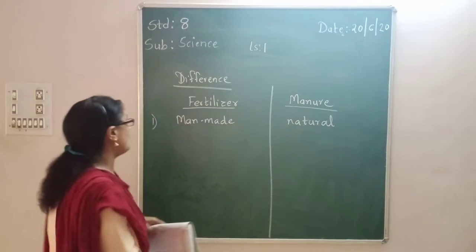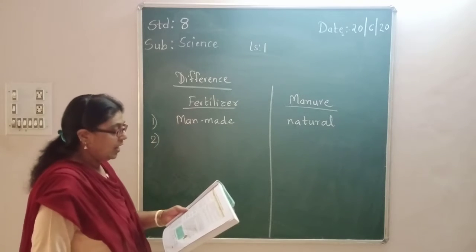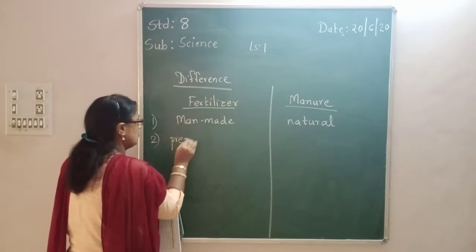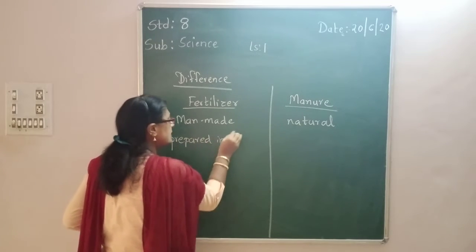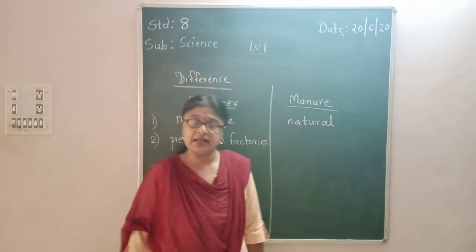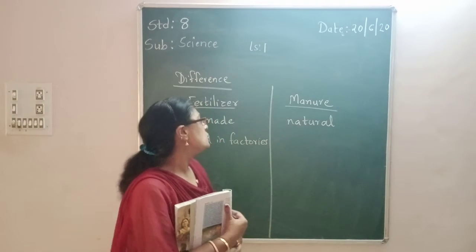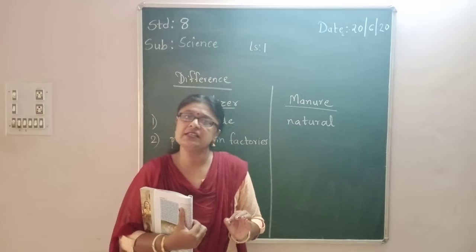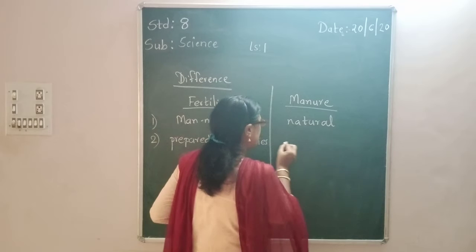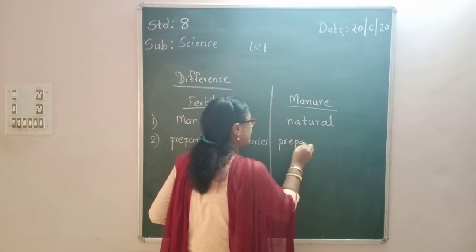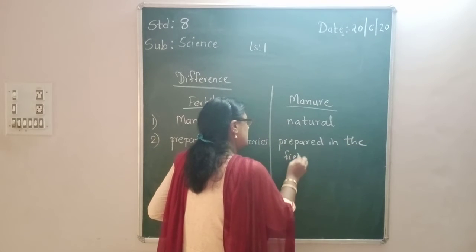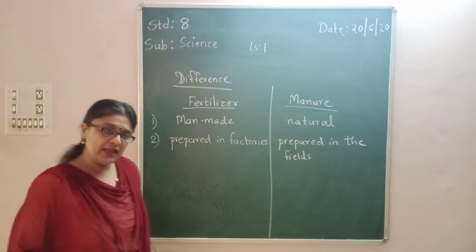Fine. Then the second one is: fertilizer is prepared in factories. Why is it prepared in factories? Because fertilizers contain certain chemicals, and chemicals are obtained in the factories. Fine. So any kind of fertilizer is prepared in the factories, and manure is prepared in the fields. Fields means in the farms, right?